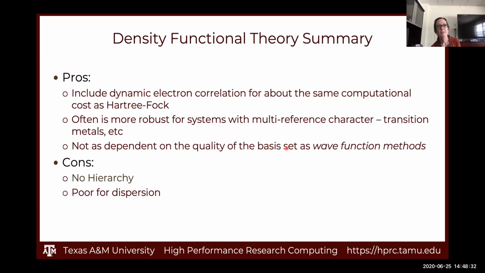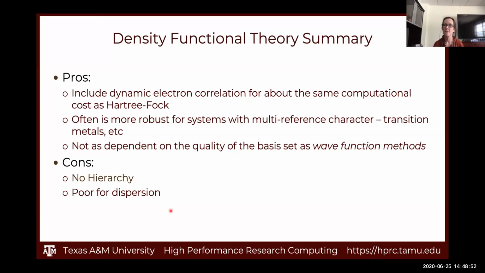The pros for density functional theories: it includes this dynamic electron correlation for about the same cost as Hartree-Fock, which is nice. It's often more robust for systems with multi-reference character, like first-row transition metals, and it's not quite as dependent on the quality of the basis set compared to those wave function methods.